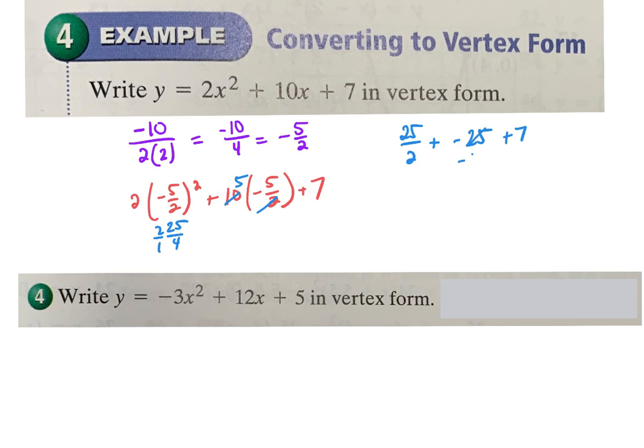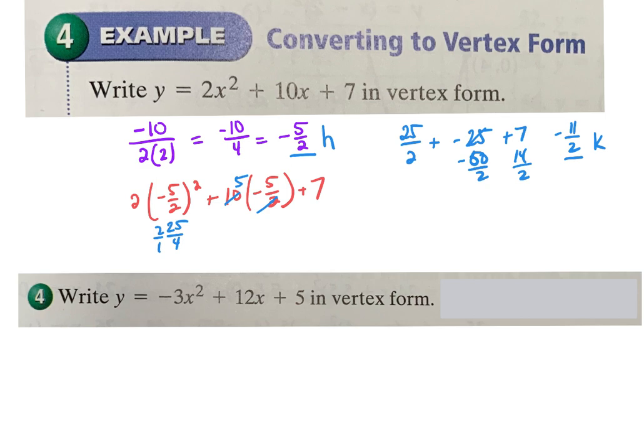But this is going to become negative 50 over 2. This has become 14 over 2. So we get negative 25 plus 14. And we end up with negative 11 halves here. So we have our h. We have our k. All right. So negative b over 2a, plug it in, and you have your hk.